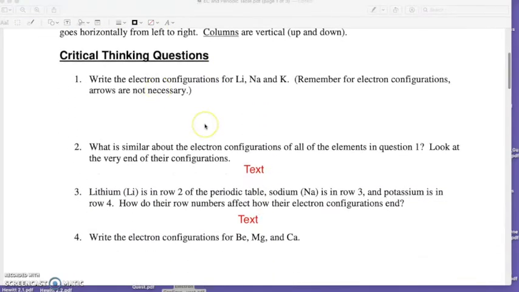So first step is write electron configurations for Li, Na, and K. Don't need the arrows, just the configurations. So go ahead and do that now. Pause now and go ahead and write those down. Okay, once you've written those down, let's take a look at them.